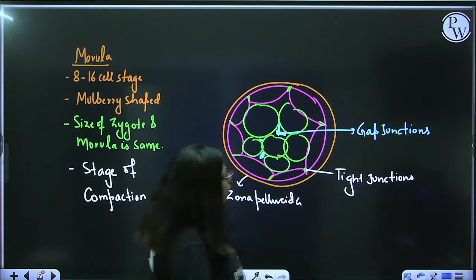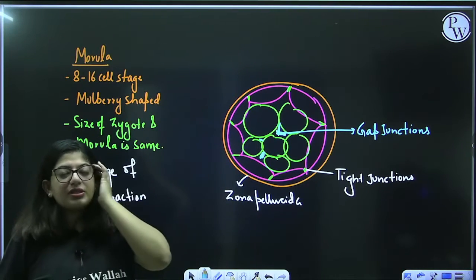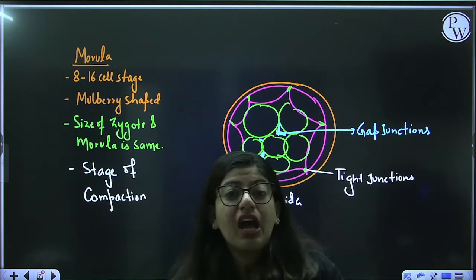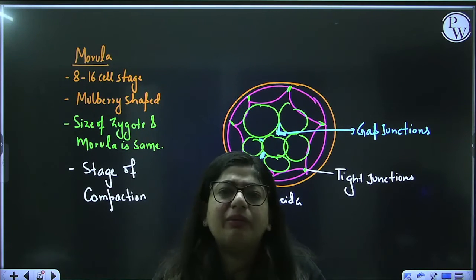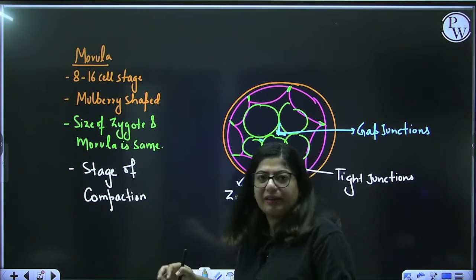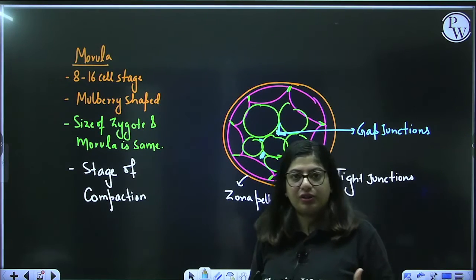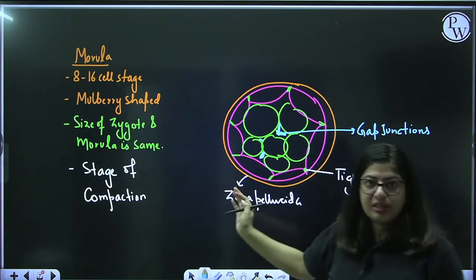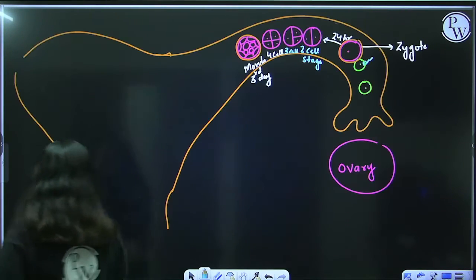Alright guys, so it's a stage of compaction because it's still covered with zona pellucida, the number of cells has increased and they are very compactly, tightly packed. Compact means tightly packed, that's why it's known as the stage of compaction. So the zona pellucida still survives up to this stage. Okay. Now, what will happen next?